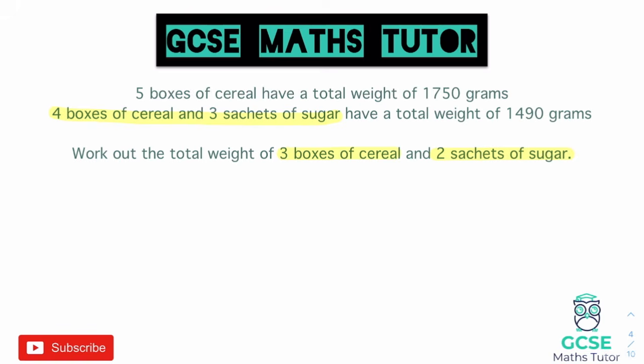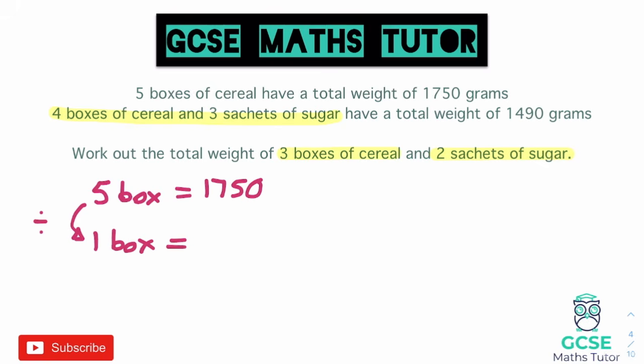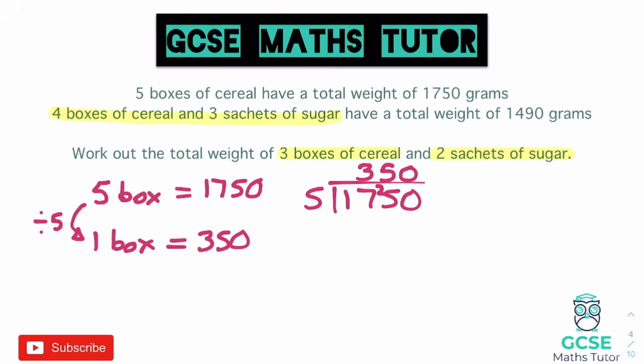So we can work out one of the boxes by dividing that by 5. So let's just have a think. We've got 5 boxes is equal to 1,750. So our first step to get the weight of one box would be to divide that by 5. So we will divide it by 5 and we'll do our working out to the side. So 1,750 divided by 5, well 5 goes into 17 3 times, remainder 2, goes into 25 5 times, and then 0 at the end. So the weight of one box is going to be 350. Of course this is in grams.